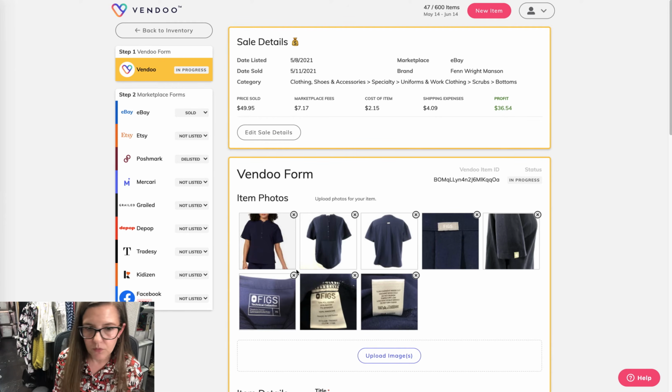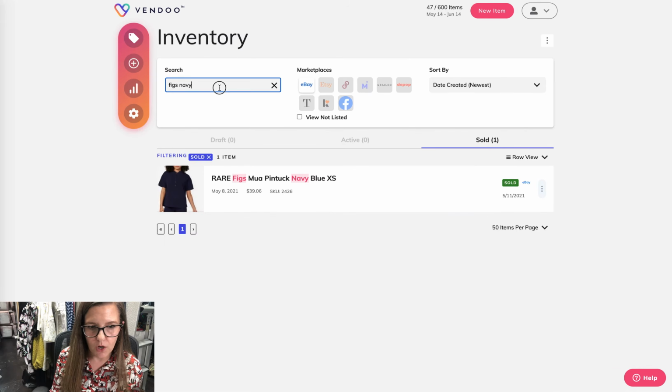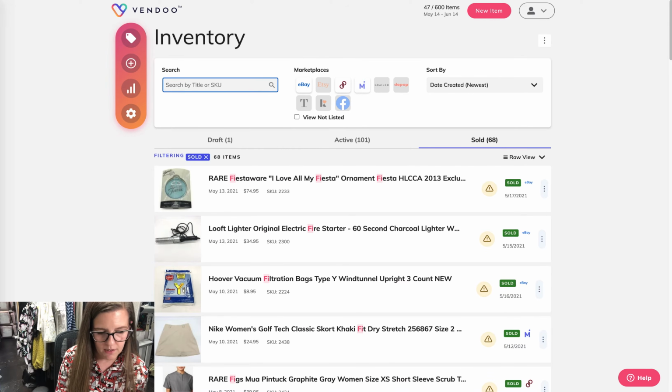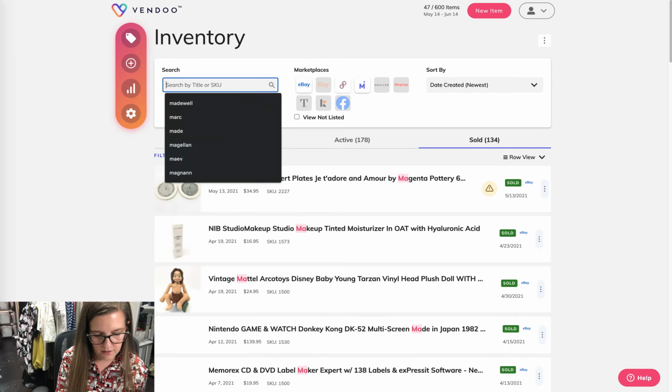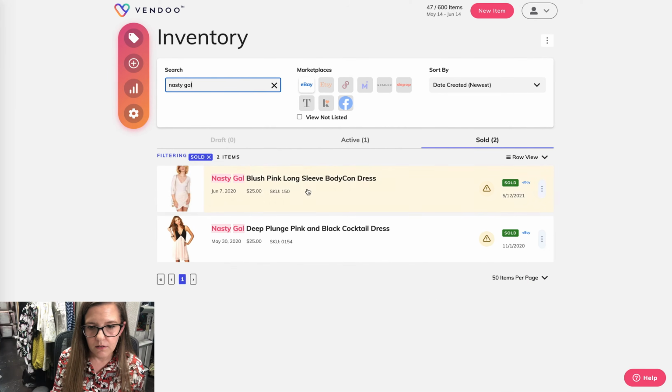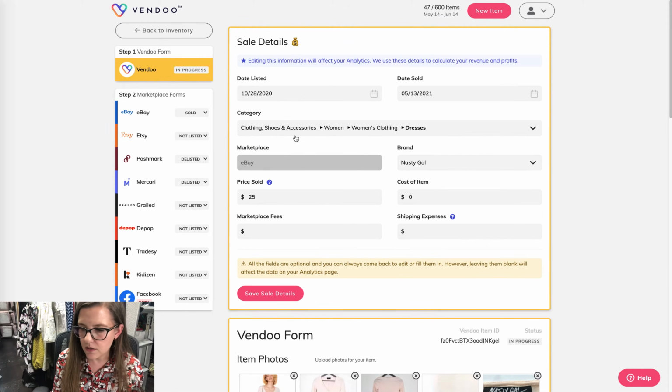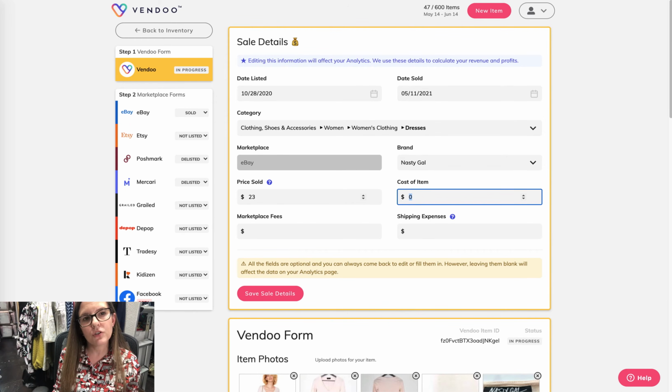It was pretty cool. This dress that we've had forever. Nasty Gal. Okay, we sold this. Edit the sale details. Sold on the 11th. Price sold for $23. That includes the shipping. If eBay paid shipping, I include it. So this dress sold for $19 plus $4 shipping, and I put that all into the price sold. It's much cleaner that way, and I recommend that you do the same.